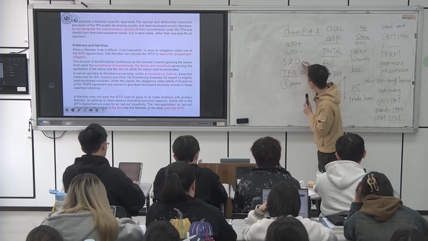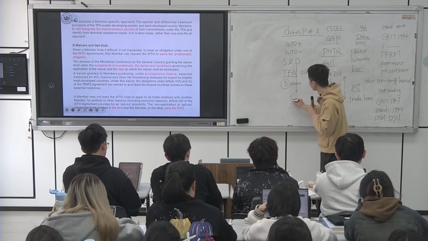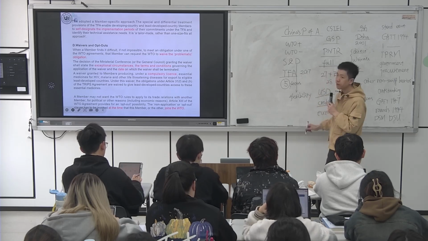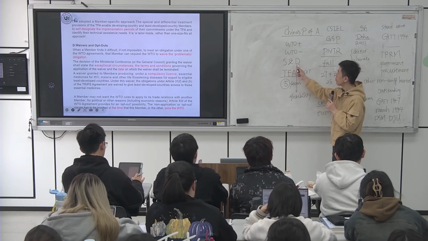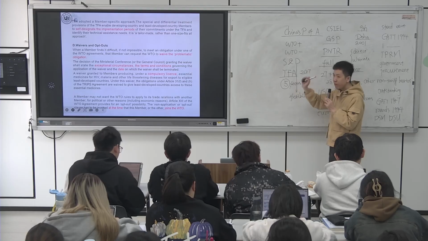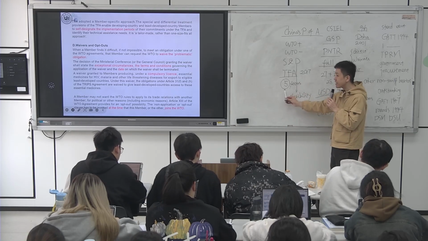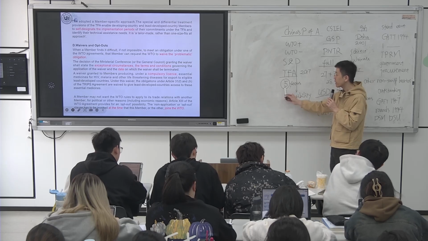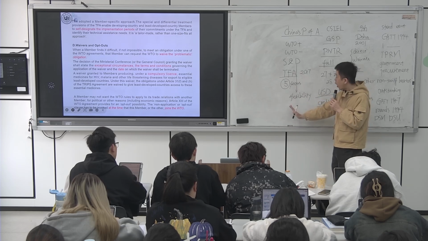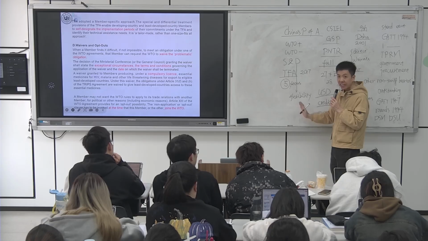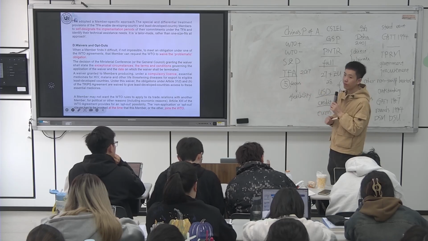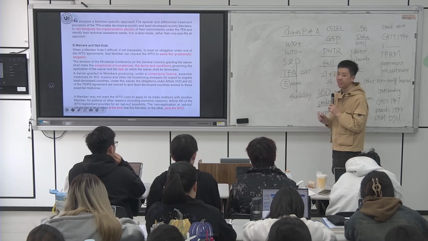What does this stand for? Flexibility. Special and differential treatment reflects a flexibility, which means the developing country members can self-designate the transitional period, for example, the 5 years. And the developing countries can also decide what kind of help or needs they have. This is a kind of flexibility.